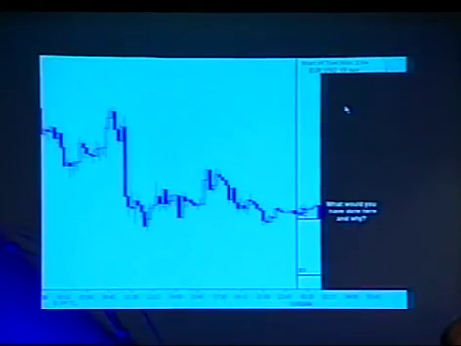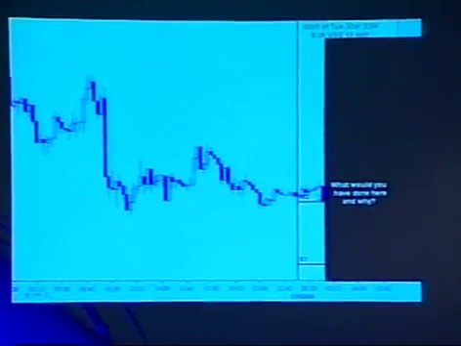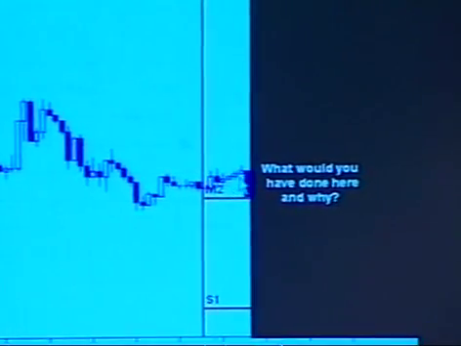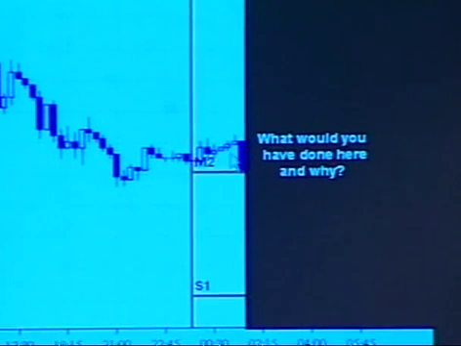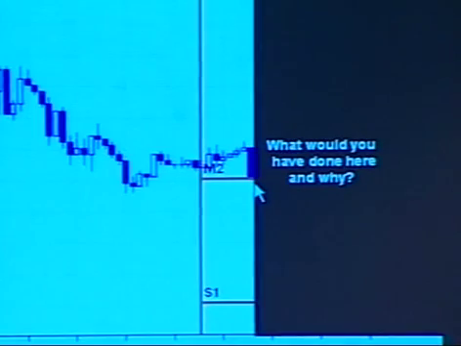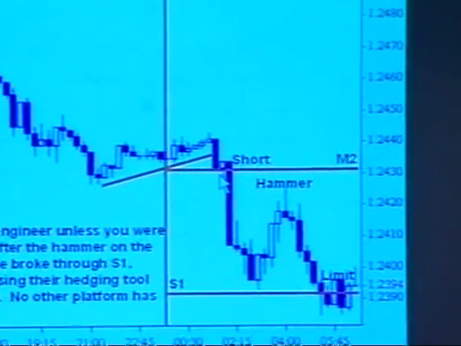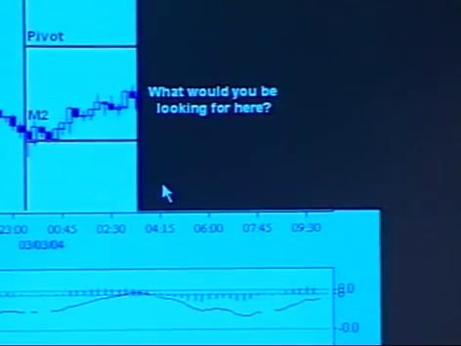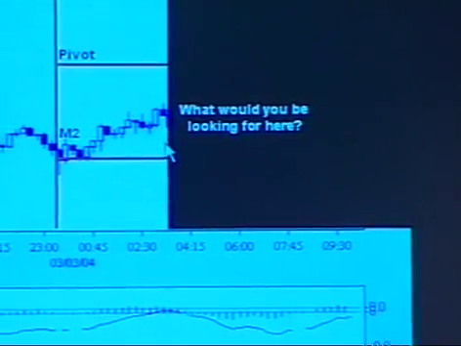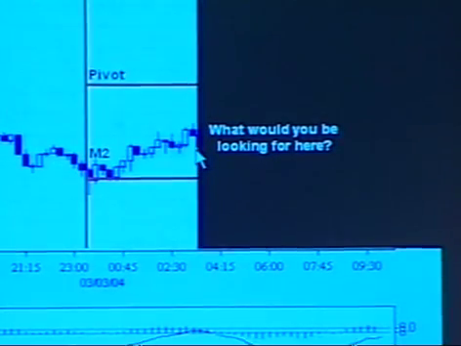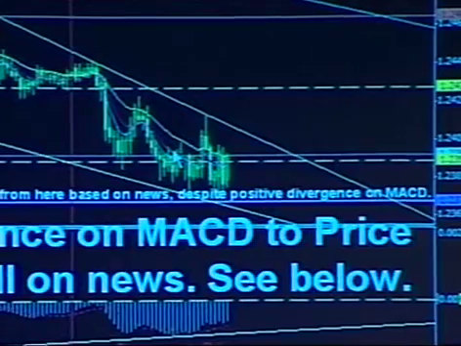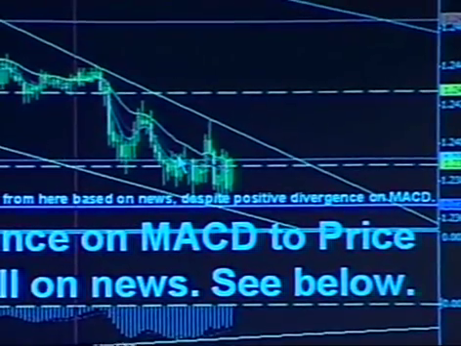We talked about trend lines. This looks like we've got a bit of a trend line breakout here. Price is going south, testing M2. Here we've got a hammer at the end of a run, and we'd be looking for a trend line break. We talked about this earlier in relation to news.